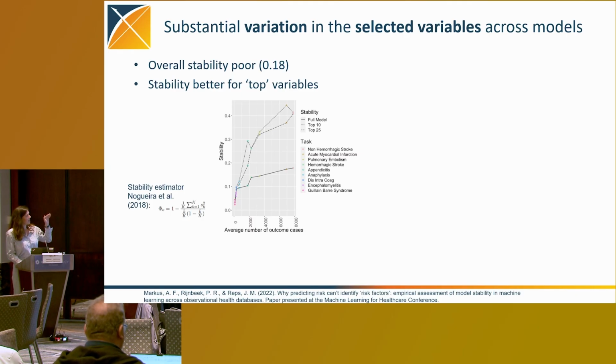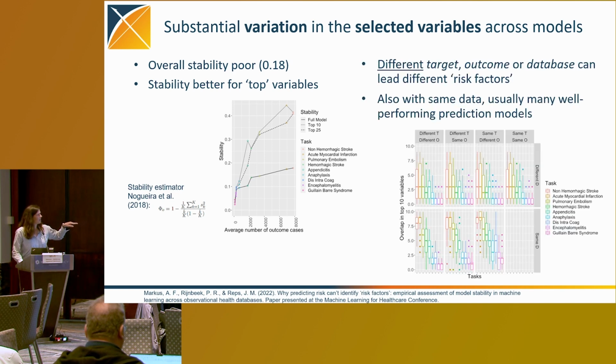However, looking at the y-axis here, you can also see that the maximum value on the scale is 0.4. And looking at the full model, the stability doesn't get higher than 0.2, which is really low on a scale between 0 and 1. So we found that the overall stability of these models was really poor, as confirmed by this estimator.